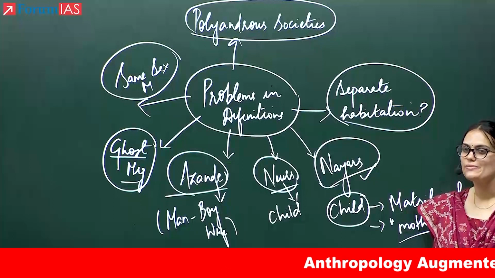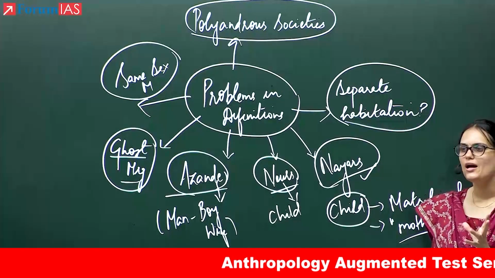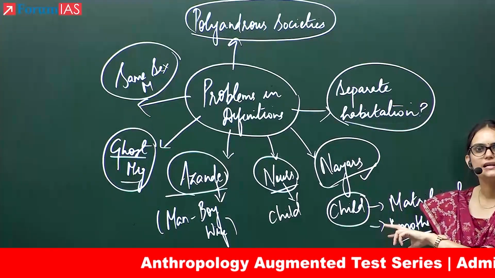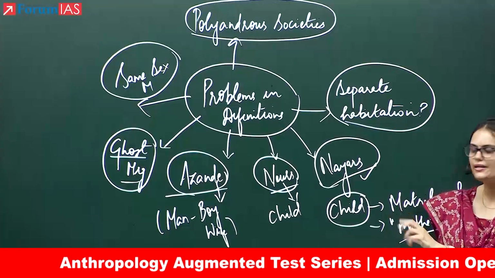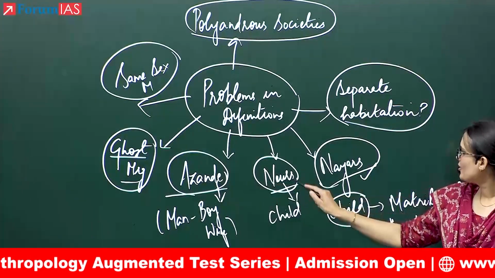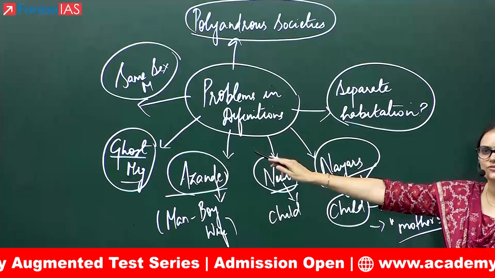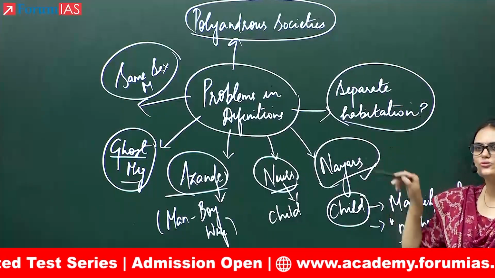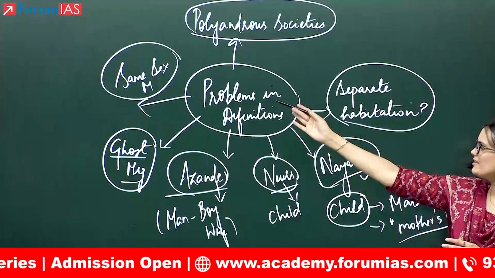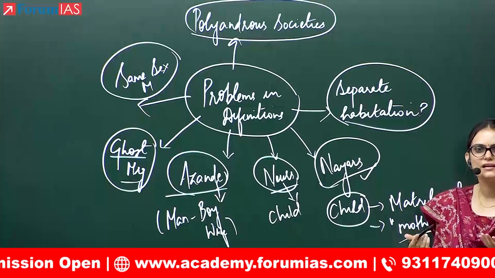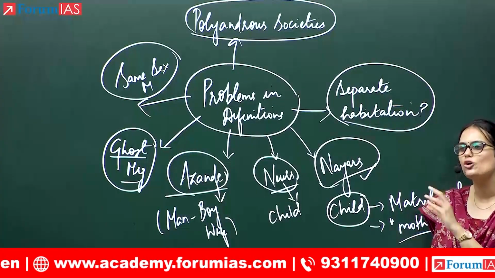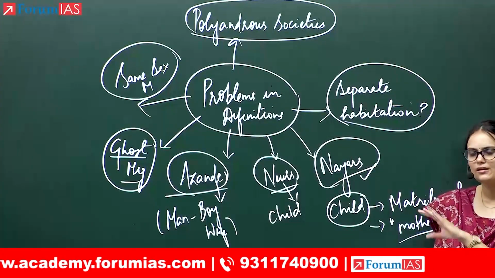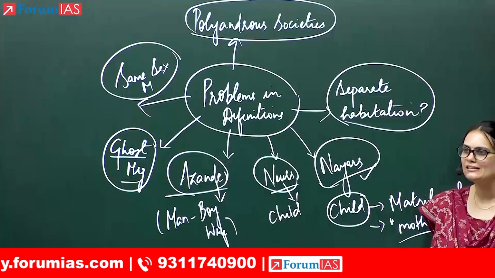This is not even adoption, it is a slightly different case. Again, it was not accommodated in any example, in any definition, right? Azande, Nayars, ghost marriages. So these are exceptions to the definitions. Same-sex marriage, obviously, is so much in the news, so we will add it and we'll also add context to it. This will be the framework for a 10 marker.